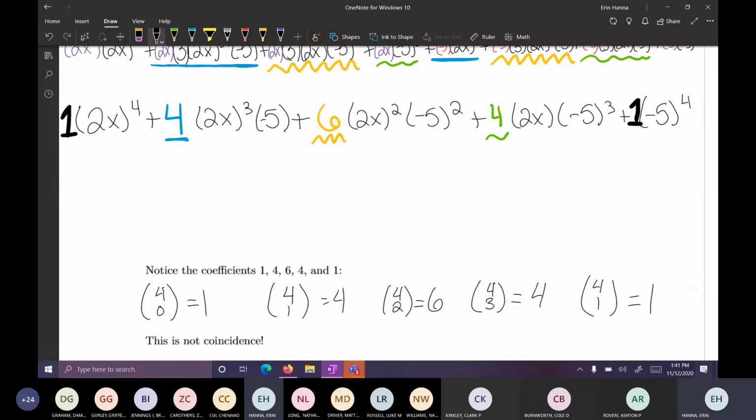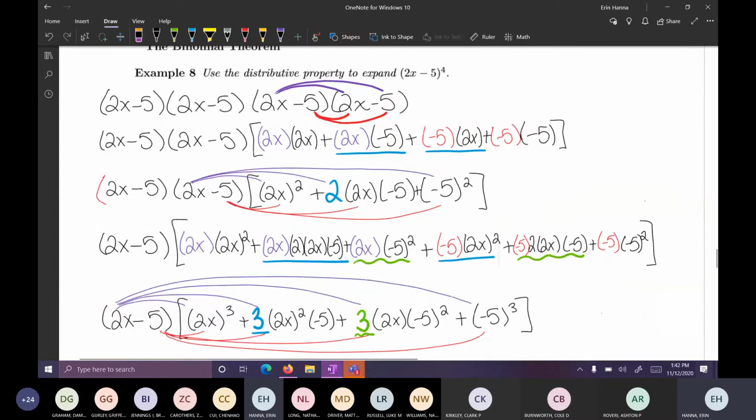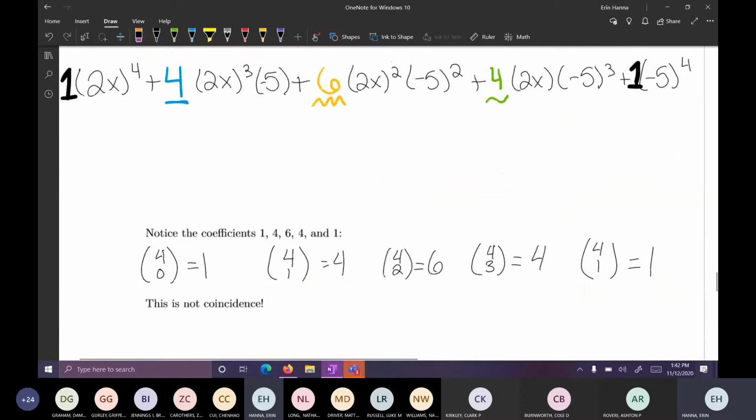Now, I'm going to scroll back down in a second. Where's that 4 coming from? That was the original power of the thing that I was expanding out. So essentially, if I take the power that I'm expanding this out to, and find all of the choose things, it gives me my coefficients.